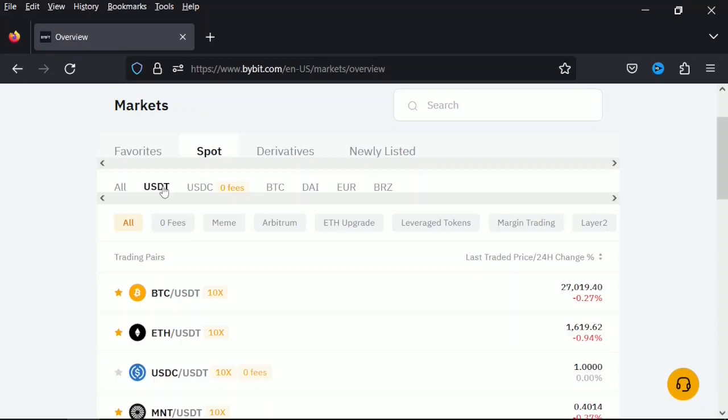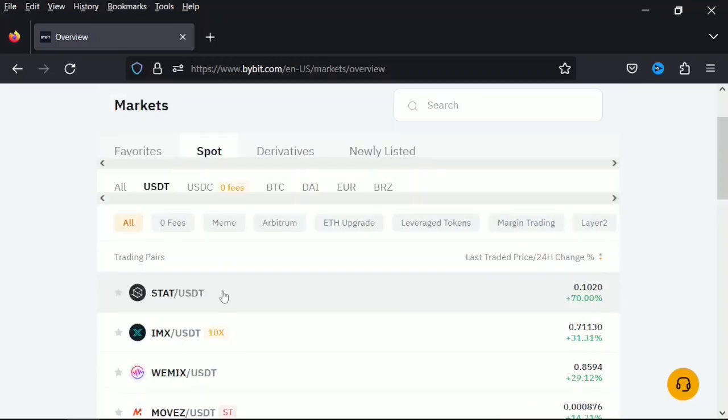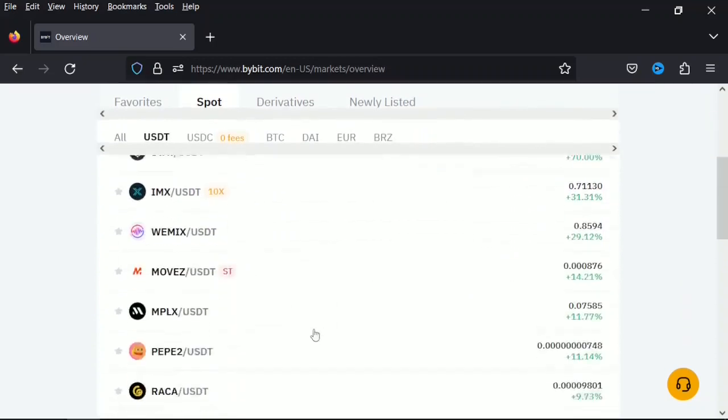And then once you've selected the base cryptocurrency of your choice, click on the 24-hour change switch a couple of times to sort the cryptocurrencies in order of the highest percent gainers to the lowest percent gainers. And as you can see on the list, the best performing cryptocurrency pair on the Bybit exchange, it's the STAT USDT cryptocurrency pair. And it's currently trading at over 70% increase in price action. And wow, just like that, you found the best performing cryptocurrencies to trade right away.